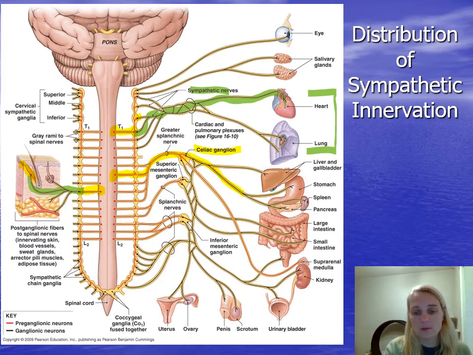I've synapsed with my postganglionic neuron. Now I'm going to go and communicate to the smooth muscle of my stomach. In that collateral ganglia, it just happened to be called the celiac ganglia. The other two we have are the superior mesenteric and the inferior mesenteric. We just collectively called them collateral ganglia on the prior slides.